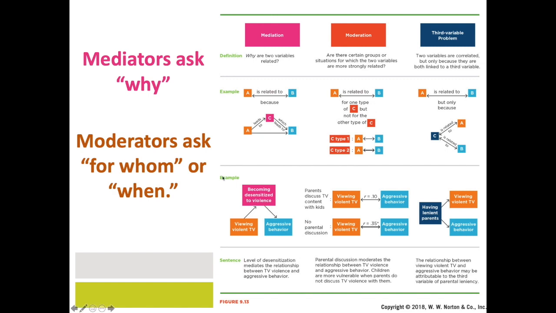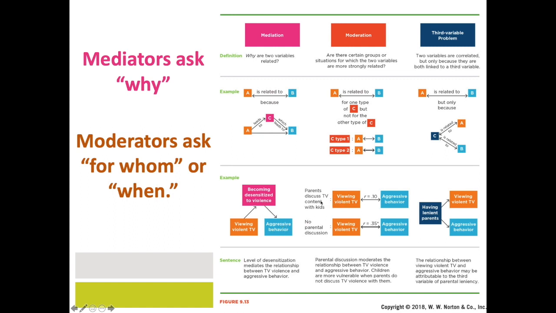So consider these examples. For mediation, we have viewing violent TV impacting becoming desensitized to violence, which in turn affects aggressive behavior. So in this one, becoming desensitized is the mediator. Viewing violent TV impacts this, which in turn impacts this.